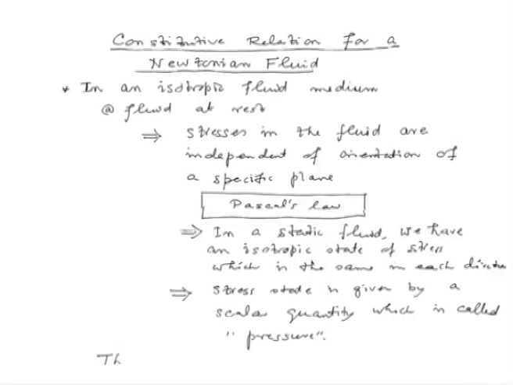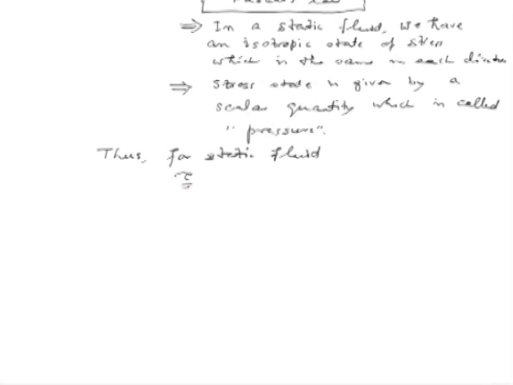So, if that were the case for a static fluid, we must represent the stress tensor as minus p times capital I, where I is your Kronecker delta or identity matrix, or in component form we can write tau ij is equal to minus p times delta ij.